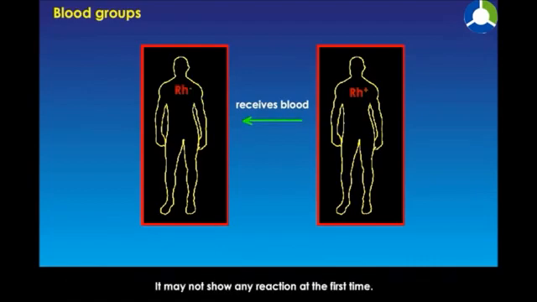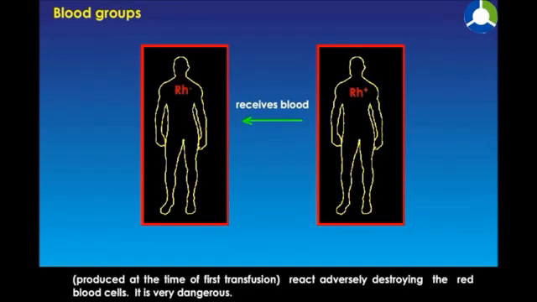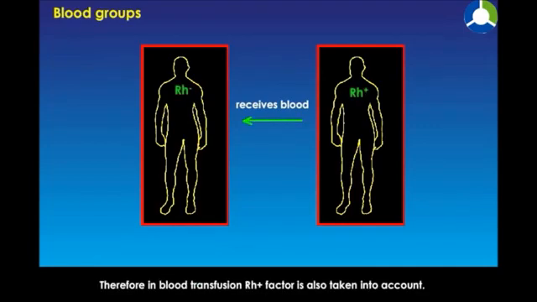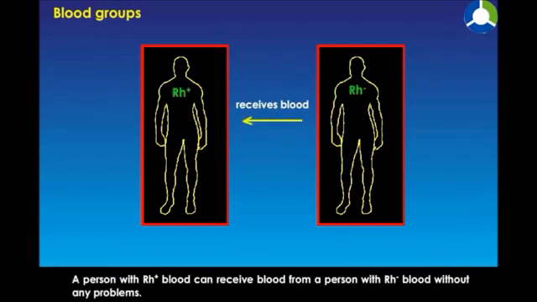It may not show any reaction at the first time, but if the same person is again transfused with RH positive blood, then antibody present in the blood produced at the time of the first transfusion react adversely, destroying the red blood cells. It is very dangerous. Therefore, in blood transfusion, RH positive factor is also taken into account. A person with RH positive blood can receive blood from a person with RH negative blood without any problems.